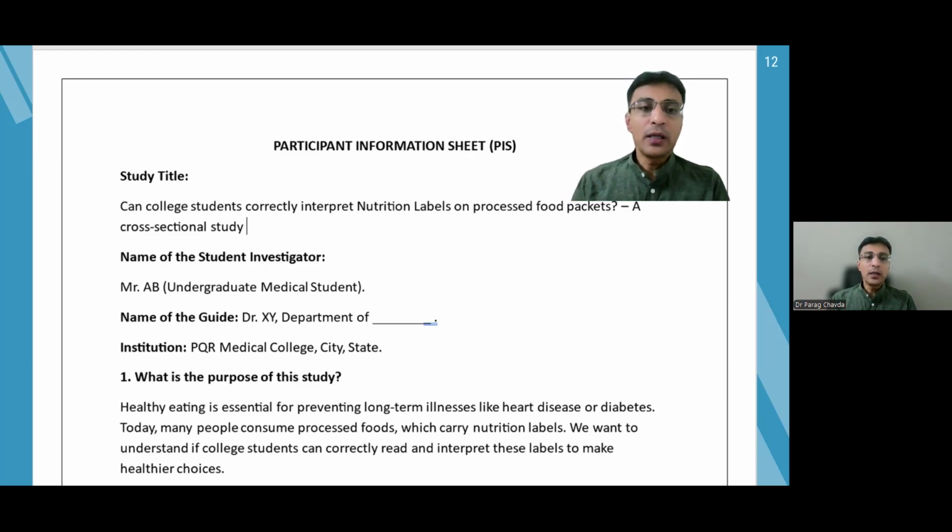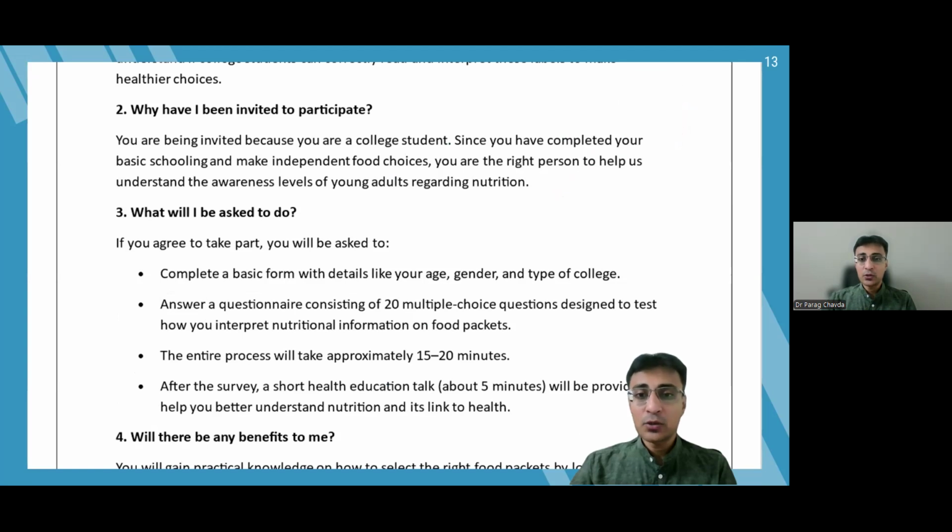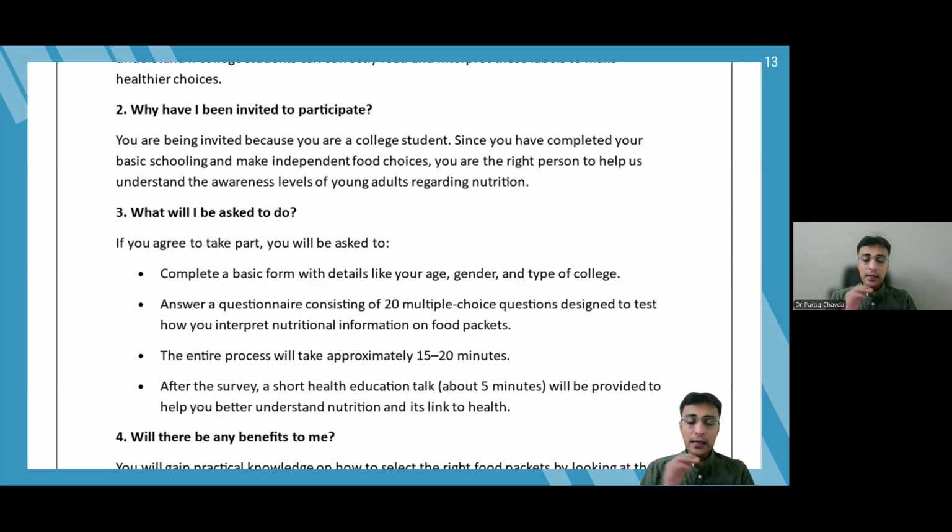Today, many people consume processed foods which carry a nutrition label. We want to understand if college students can correctly read and interpret these labels to make healthier choices. So you don't need to be very lengthy. Let's say 2 or 3 sentences about the purpose of the study would suffice, and that too in simple language. When you are doing that, please ensure that you take care of the level of your study participants. If your study participants are school students, keep the English language at a level where the school students can understand the information.